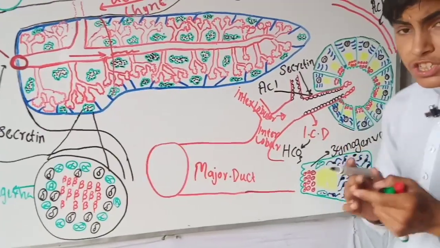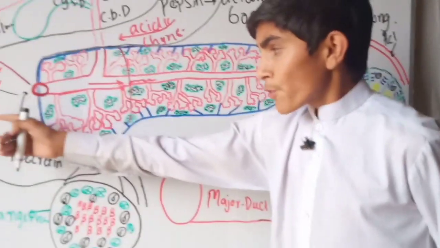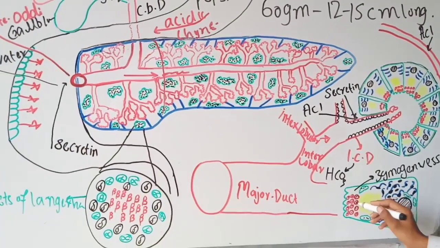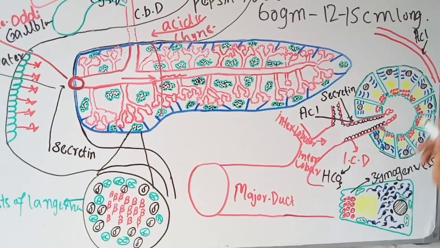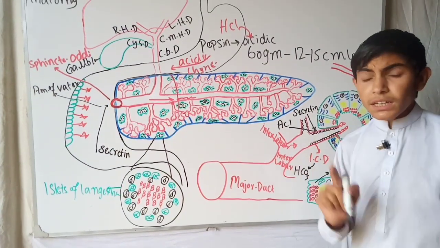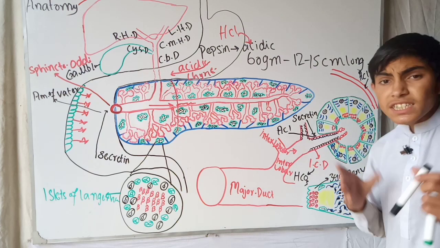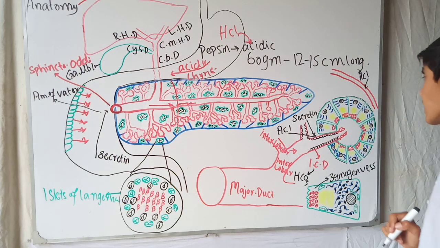So when the stimulus comes to secrete the different digestive enzymes into the duodenum, these zymogen vesicles are secreted out of the cuboidal epithelial cells through the apical side. So this was about how the acinar cells are stimulated, and that acetylcholine can stimulate the acinar cells.